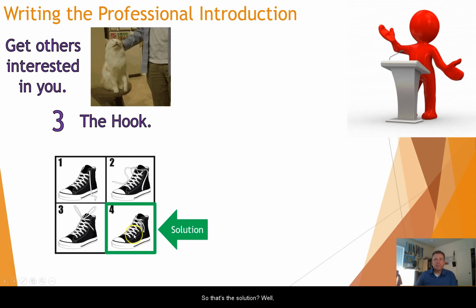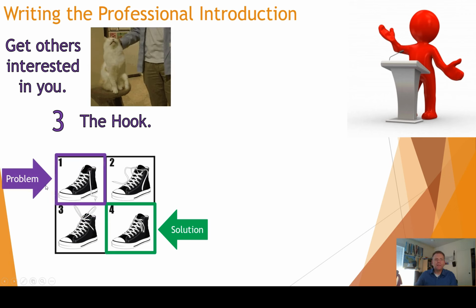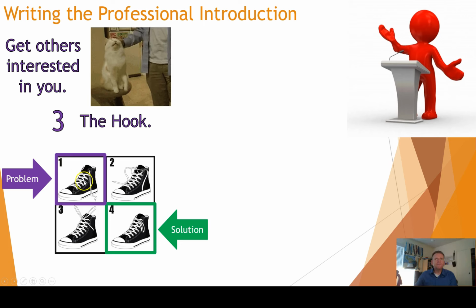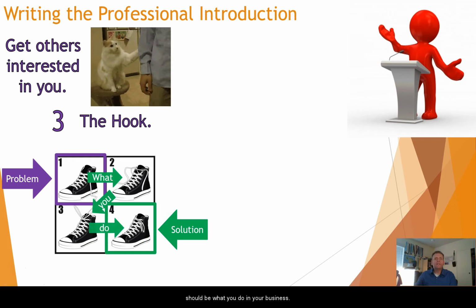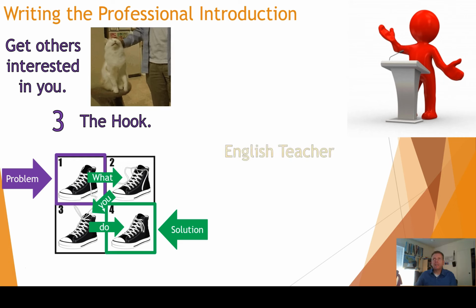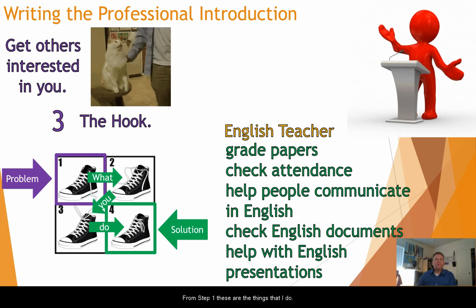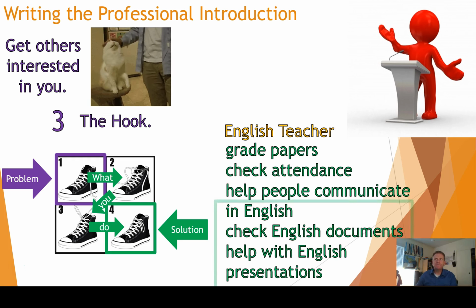So if that's the solution, well, what problem is it solving? It's solving the problem in square 1, the untied shoelace. So let's say the solution is what I do. That's the problem. Going from step 1 to step 4, or going from problem to solution, should be what you do in your business. So from step 1, I'm an English teacher. These are the things that I do.